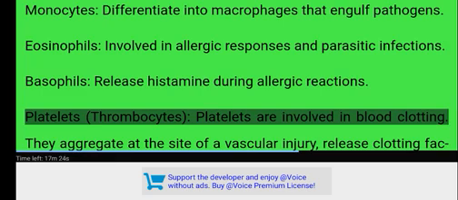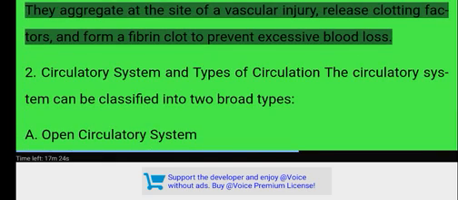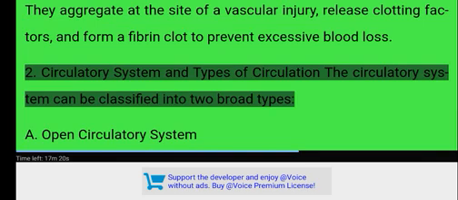Platelets, thrombocytes. Platelets are involved in blood clotting. They aggregate at the site of vascular injury, release clotting factors, and form a fibrin clot to prevent excessive blood loss. 2. Circulatory system and types of circulation. The circulatory system can be classified into two broad types.